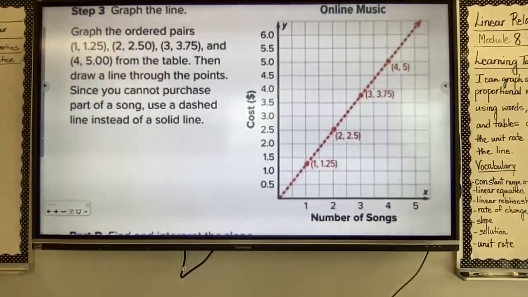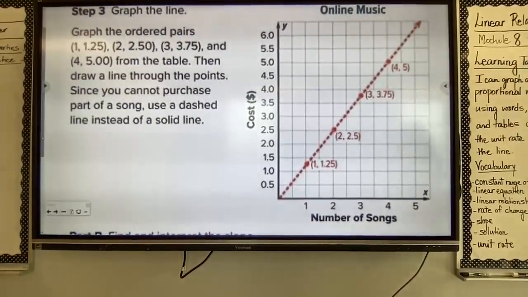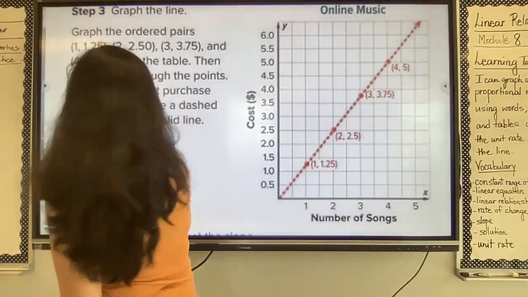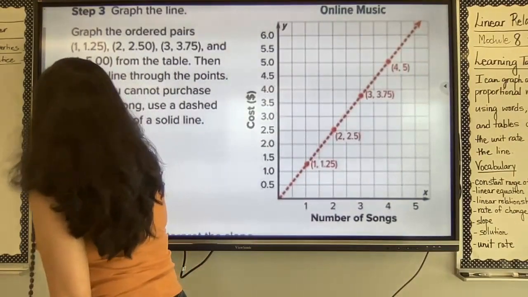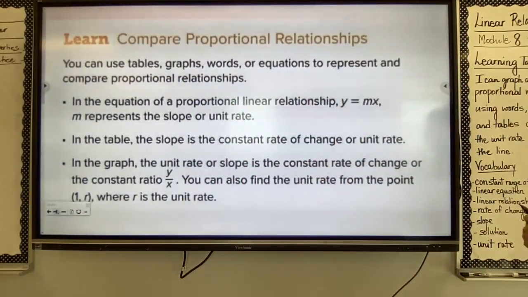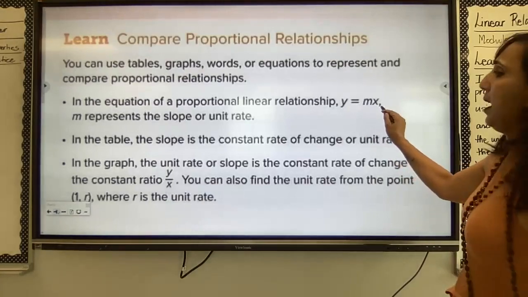Then let's quickly talk about comparing proportional relationships. You can use tables, graphs, words, or equations to represent and compare proportional relationships. Okay, so let's look at this one. So in the equation of a proportional linear relationship, y is equal to mx.